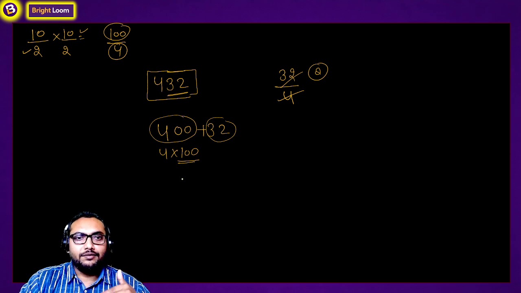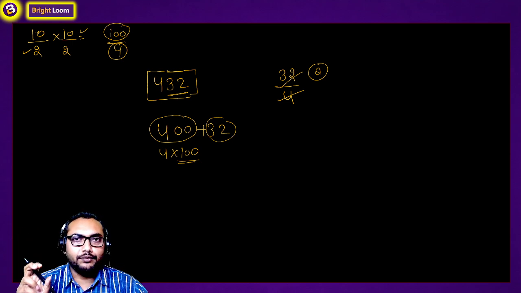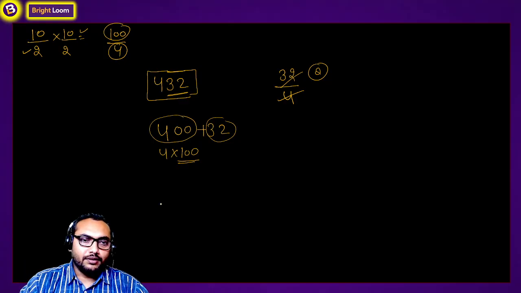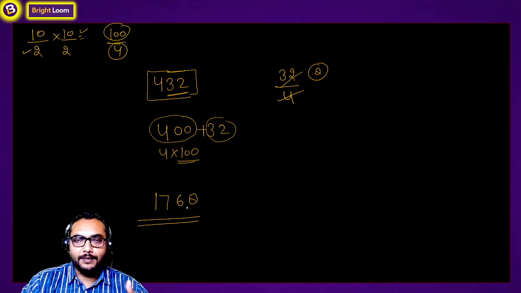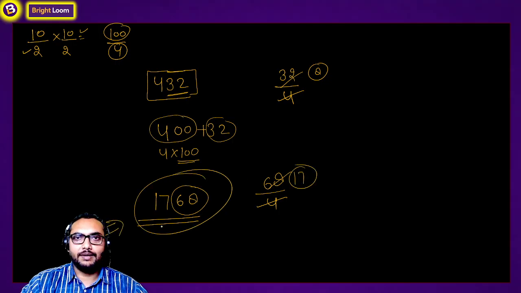That is why we just check the last two digits of the number, whether they are completely divisible by 4 or not. Suppose I have 1768 and I want to check whether this number is completely divisible by 4. Without dividing, I can just check the last two digits, which are 6 and 8, so 68. It is completely divisible by 4, which means the number is also completely divisible by 4. That's it.